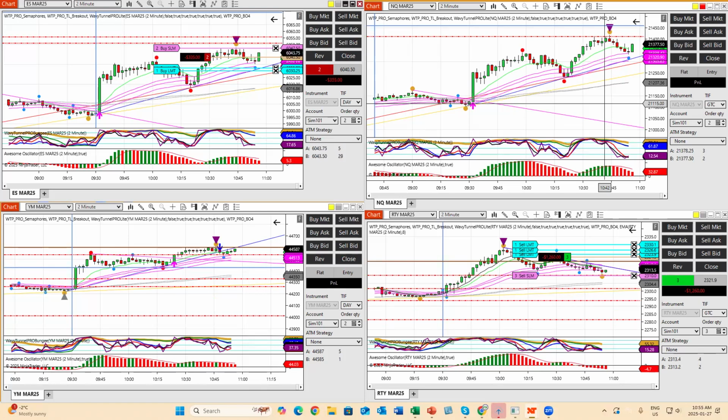I'm wondering if we should just get out of this ES completely. Let's focus on that and see if we get some kind of a pullback, and then I'll close this. I'm going to just move this up, and hopefully we'll get a pullback. The RTY is going to get stopped out. Maybe we'll save one. I'm moving it back down again.